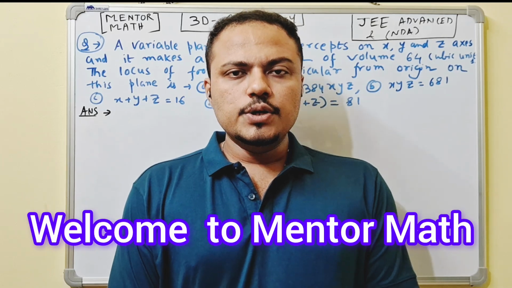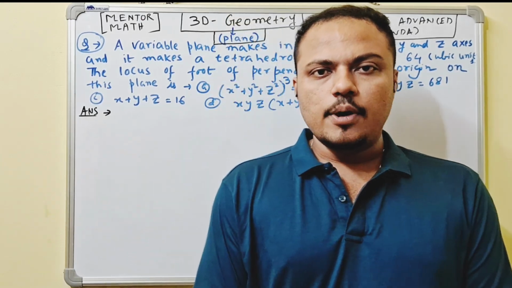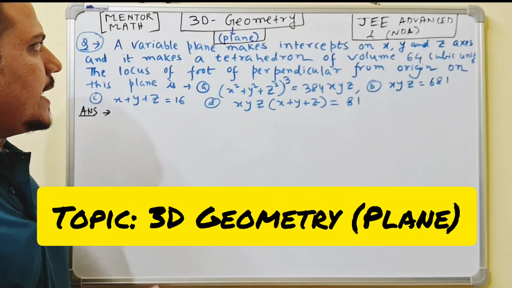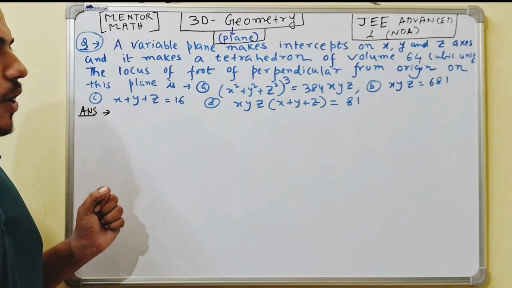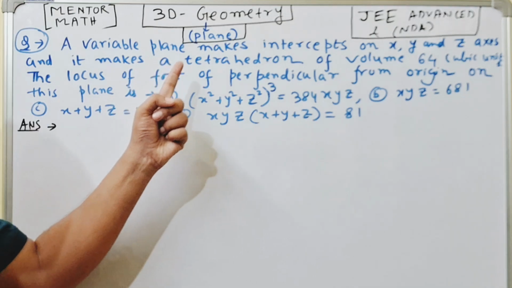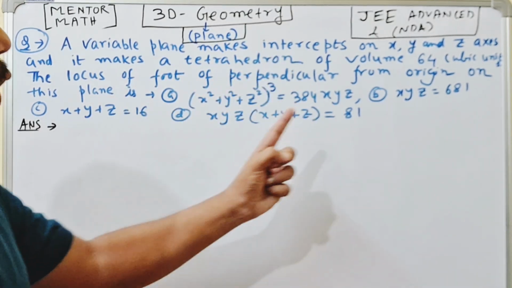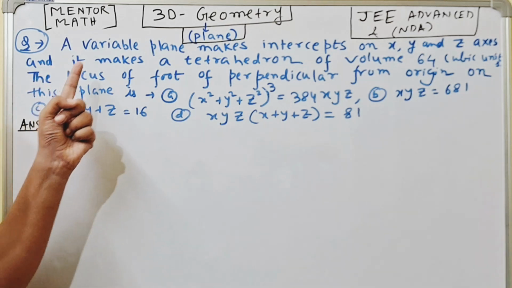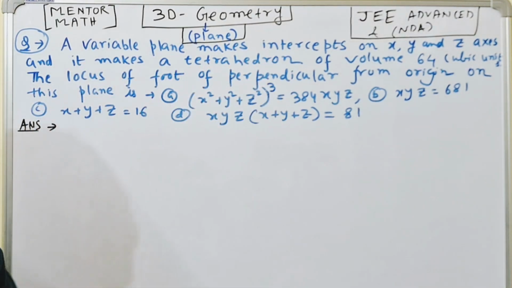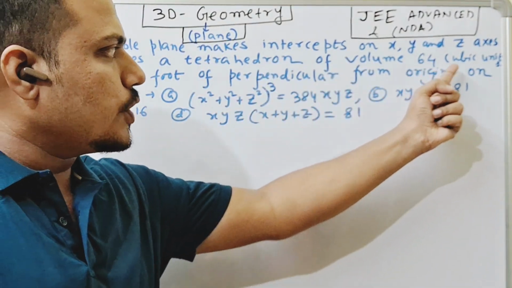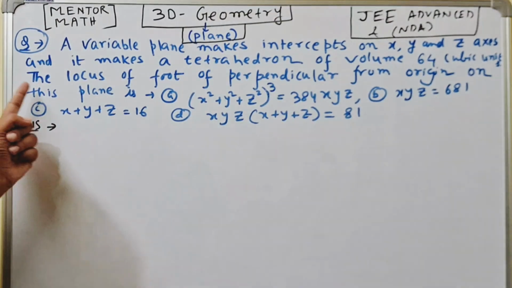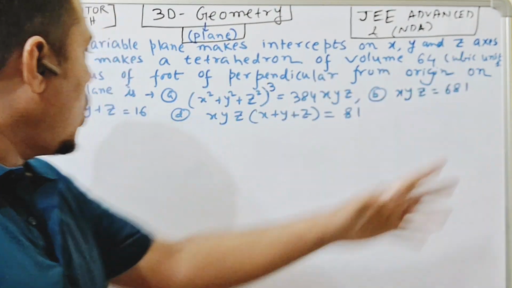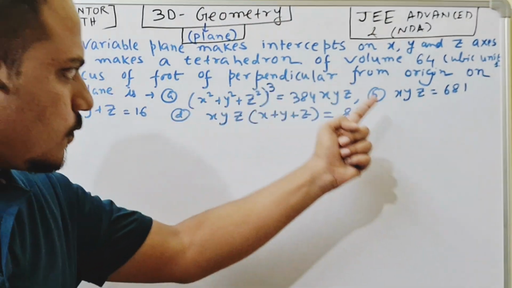Hello students, today I am going to discuss a very nice question regarding 3D geometry, plane topic. Look at this question now. A variable plane makes intercepts on the x, y and z axes and it makes a tetrahedron of volume 64 cubic units. The locus of the foot of perpendicular from the origin on this plane, four options are given.